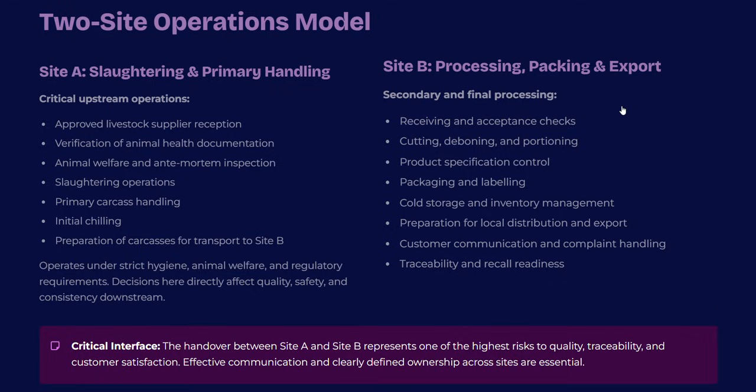Critical interface. Here, we have to pay attention to the transport between Site A and Site B, the most critical window. The handover between Site A and B represents one of the highest risks to quality, traceability, and customer satisfaction. Effective communication and clearly defined ownership across sites are essential, and we are going to explain that in detail.